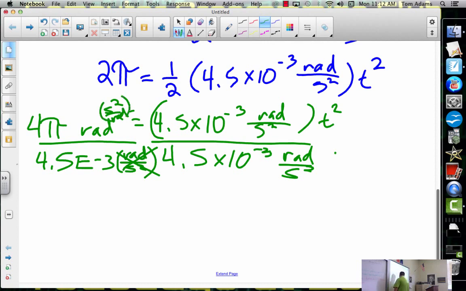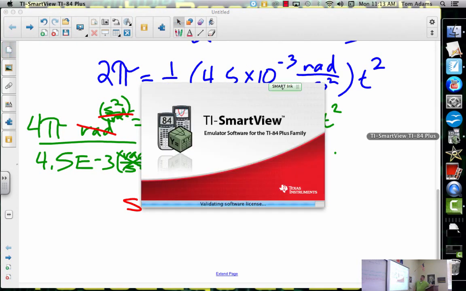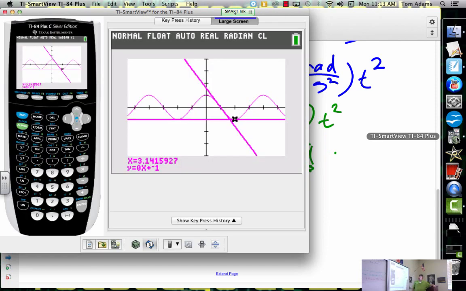Now what happens with the radians? This radians cancels with that radians. So whatever my number is, I'm going to end up with that number. Second squared is my unit of time. So now to get the number, I'm going to fire up my calculator, and I'm going to say 4 pi divided by 4.5 e to the negative 3. Okay? So let's do it.